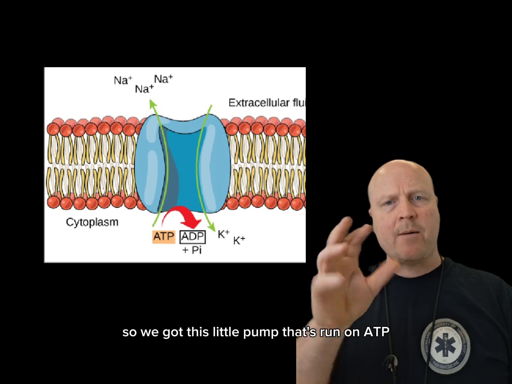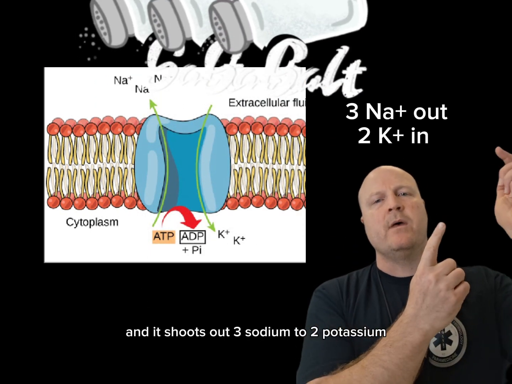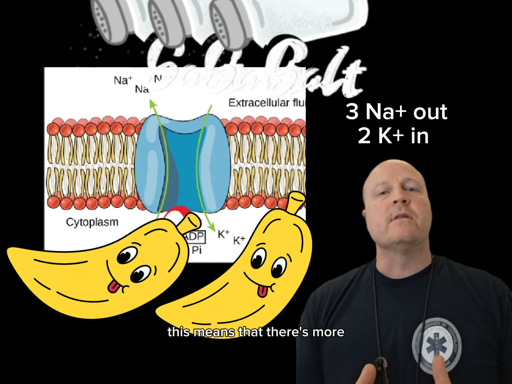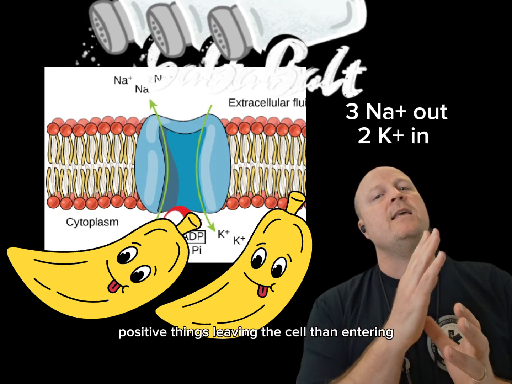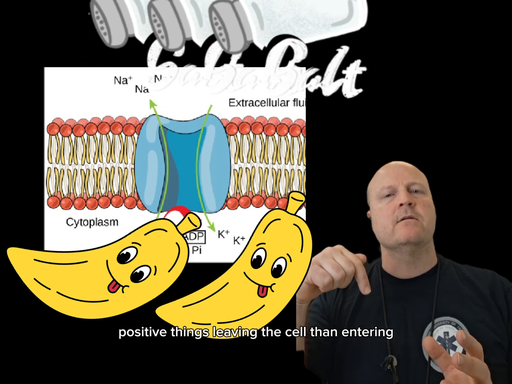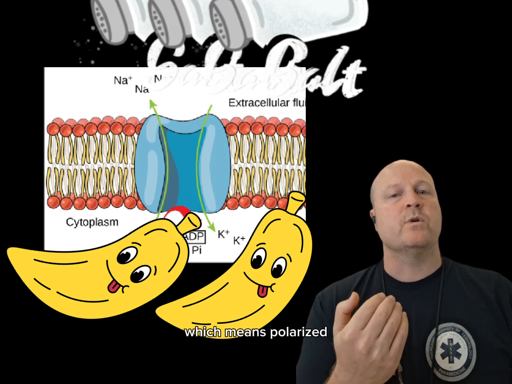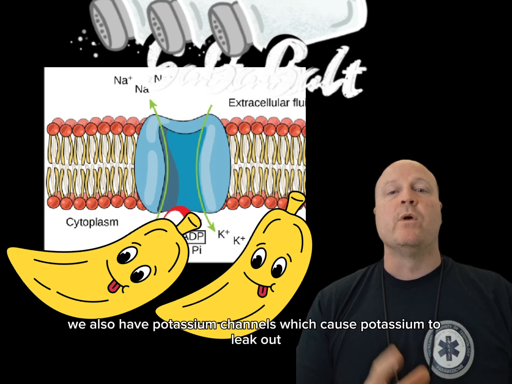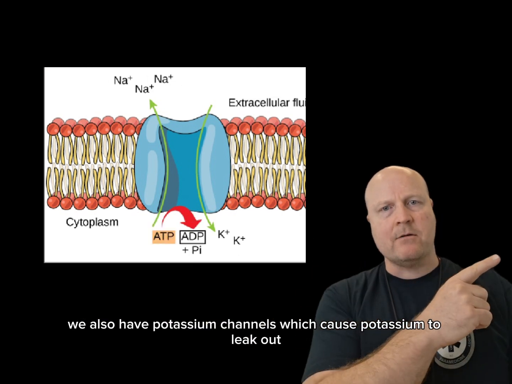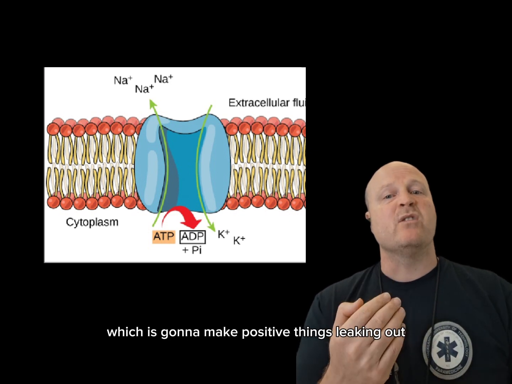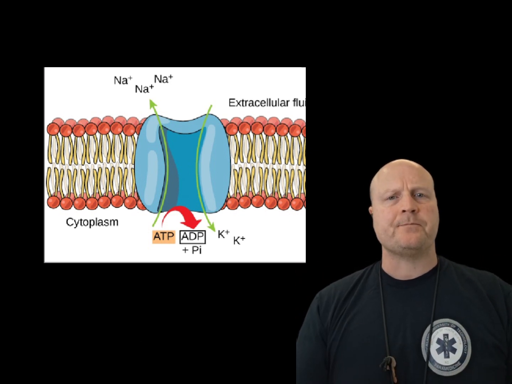So we've got this little pump that runs on ATP and it shoots out 3 sodium to 2 potassium. This means that there's more positive things leaving the cell than entering. So therefore the inside of the cell is going to be negative, which means polarized. We also have potassium channels, which cause potassium to leak out, which is positive things leaking out, and makes the inside even more negative.